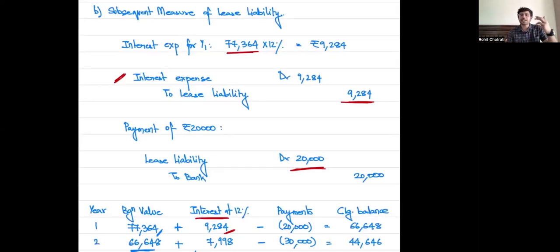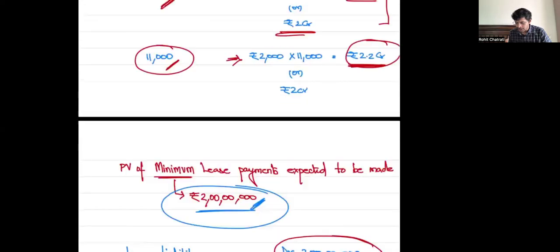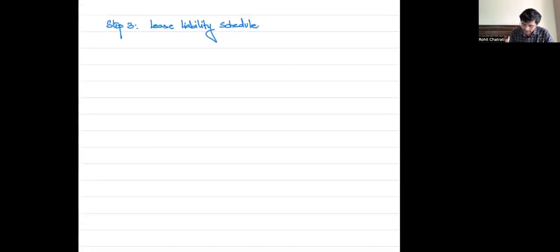Remember, interest expense, you recognize it at the end of the year, right? In case of a borrowing also, interest will be recognized at the end of the year. Similarly, over here as well, interest is recognized at the end of the year, but payment is being done at the beginning of each year. So first we will have a payment entry, and then we will have the interest computation. So let's plot down the payment entry first.